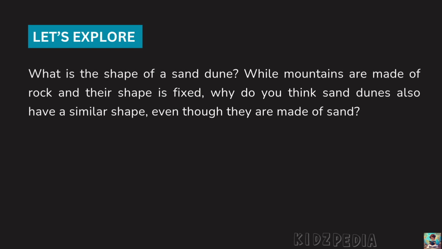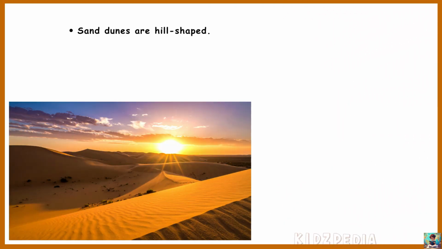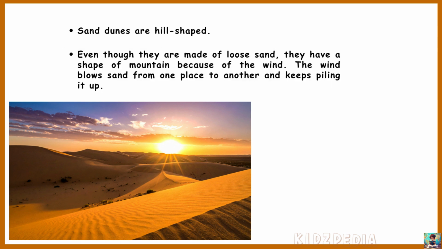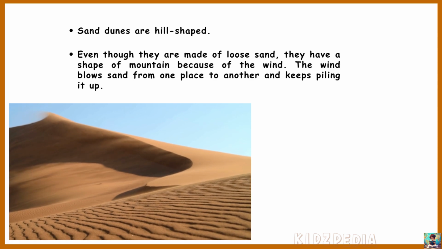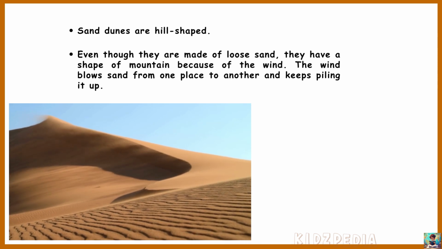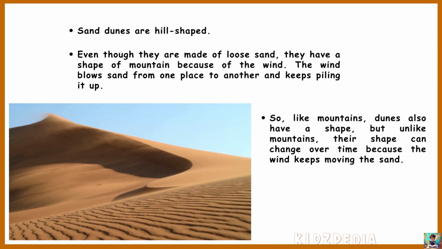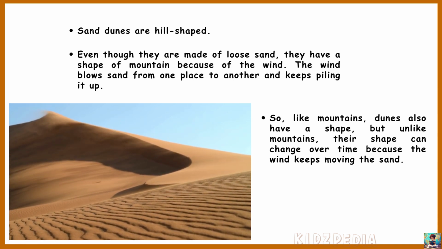This question has two parts. First one, what is the shape of a sand dune? And why do sand dunes have a shape similar to mountains even though they are made of loose sand? Sand dunes are usually rounded or hill-shaped, like small hills or waves of sand. Even though they are made of loose sand, they have a shape because of the wind. The wind blows sand from one place to another and keeps piling it up. Over time, this forms dunes with a gentle slope on one side and a steeper slope on the other side.